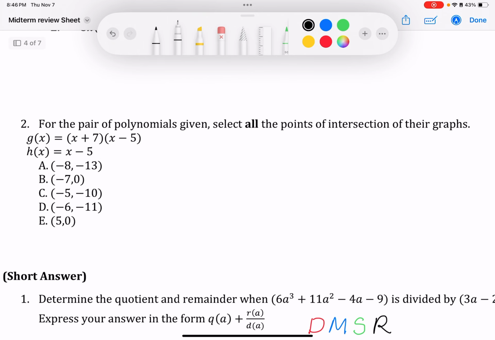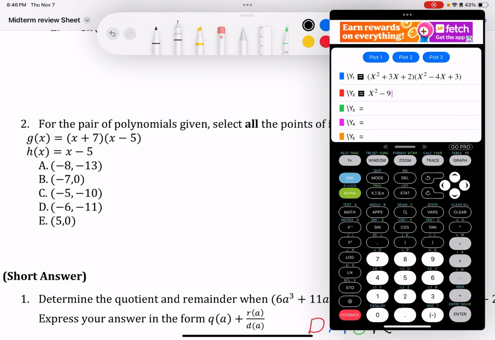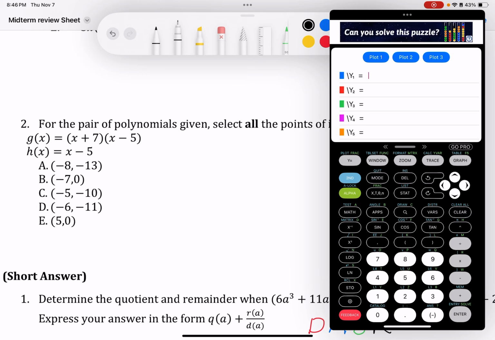But since I'm on that question, let's go to the multiple answer section and look at question number 2. It says, for the pair of polynomials given, select all the points of intersections of their graphs. So we're going to do the same thing. We're going to clear y1, clear y2, enter in g of x into the y1. So parentheses x plus 7 times x minus 5. And then for the pair on the bottom, that's just going to be x minus 5.